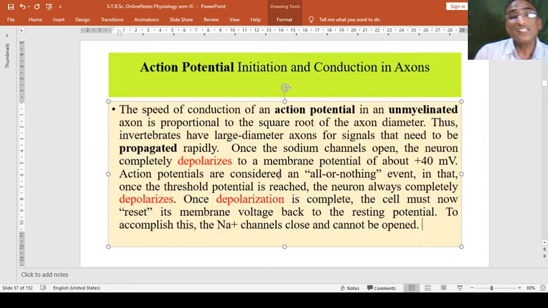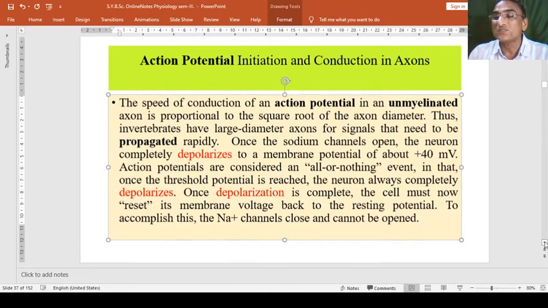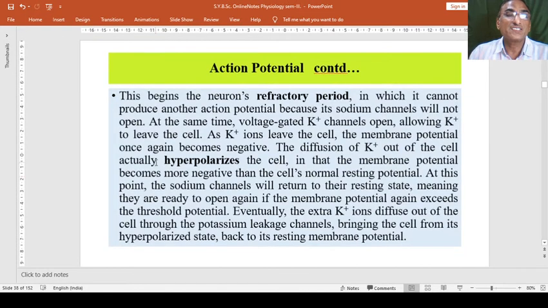Now we will see the repolarization. But prior to that, this reset and hyperpolarization is to be studied. This is the hyperpolarization. Now we will see how the action potential works in between these two, repolarization and depolarization, that we will see here.